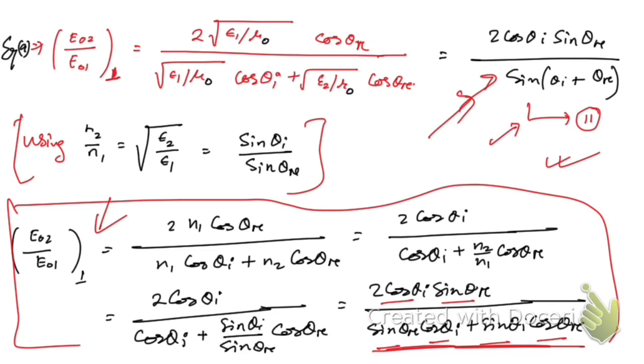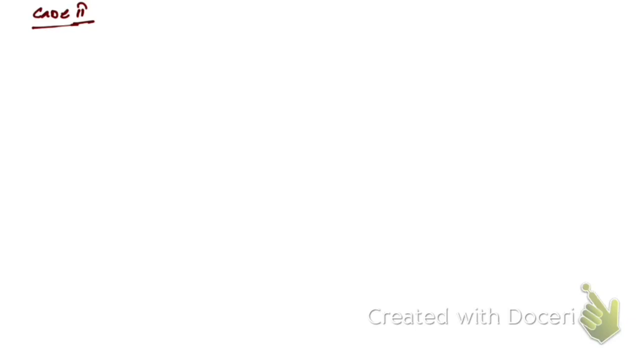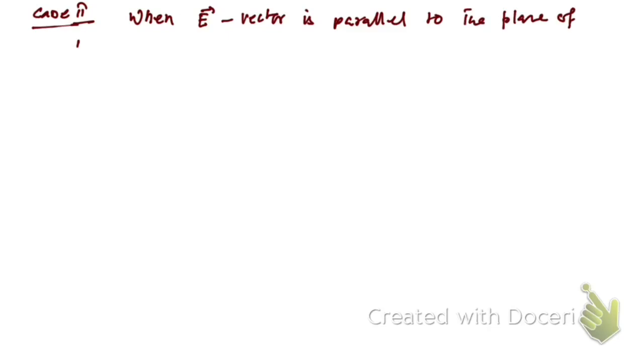So this is all about case 1. Now case 2. When this E vector is parallel to the plane of incidence, right? So now the diagram should be like this. Let me draw here. So this is the boundary separating the medium 1 and 2.